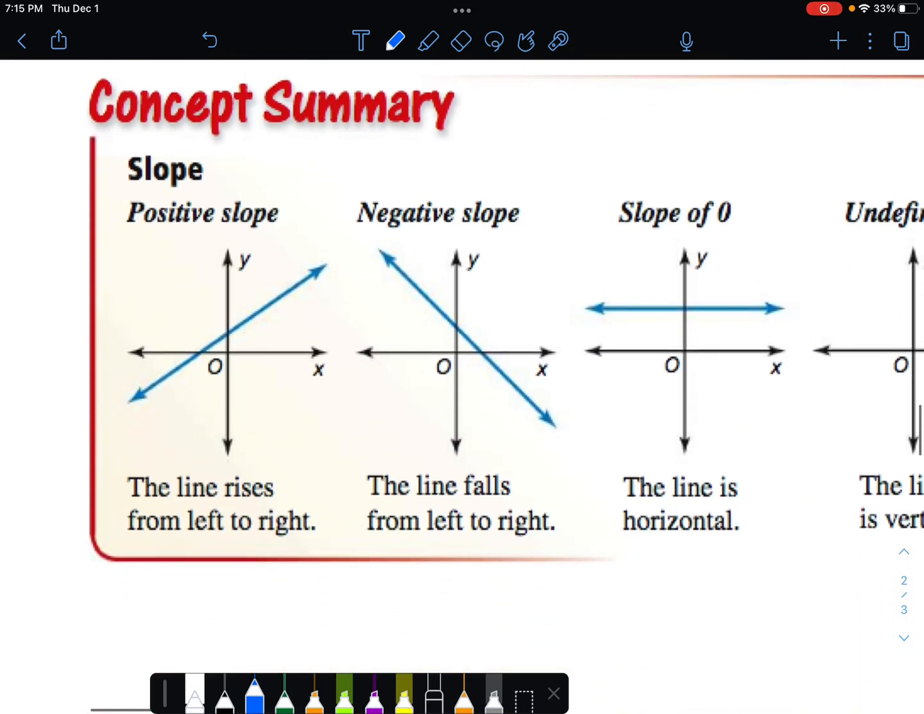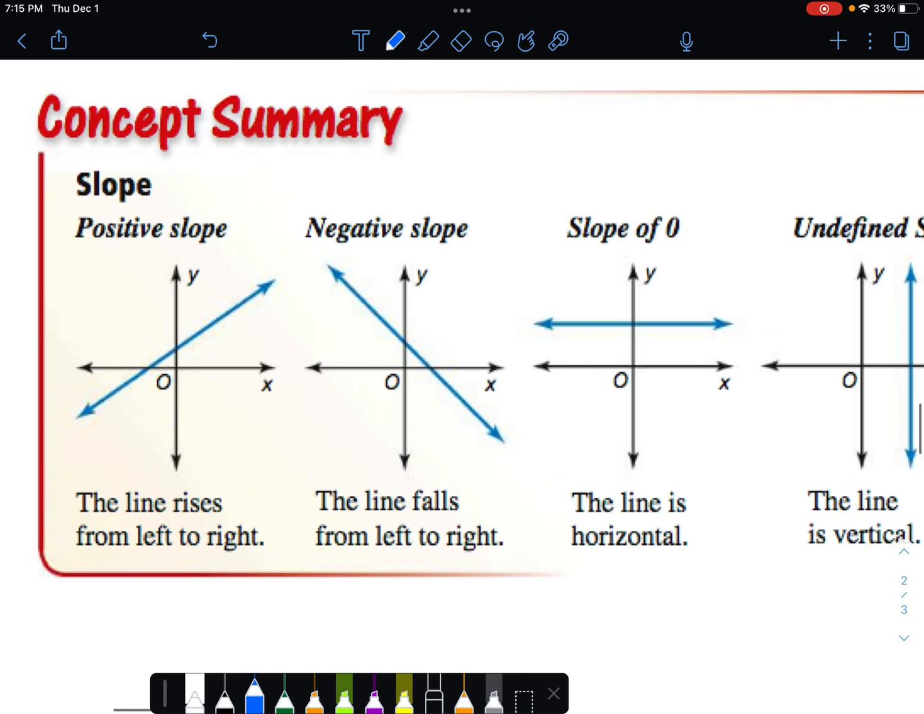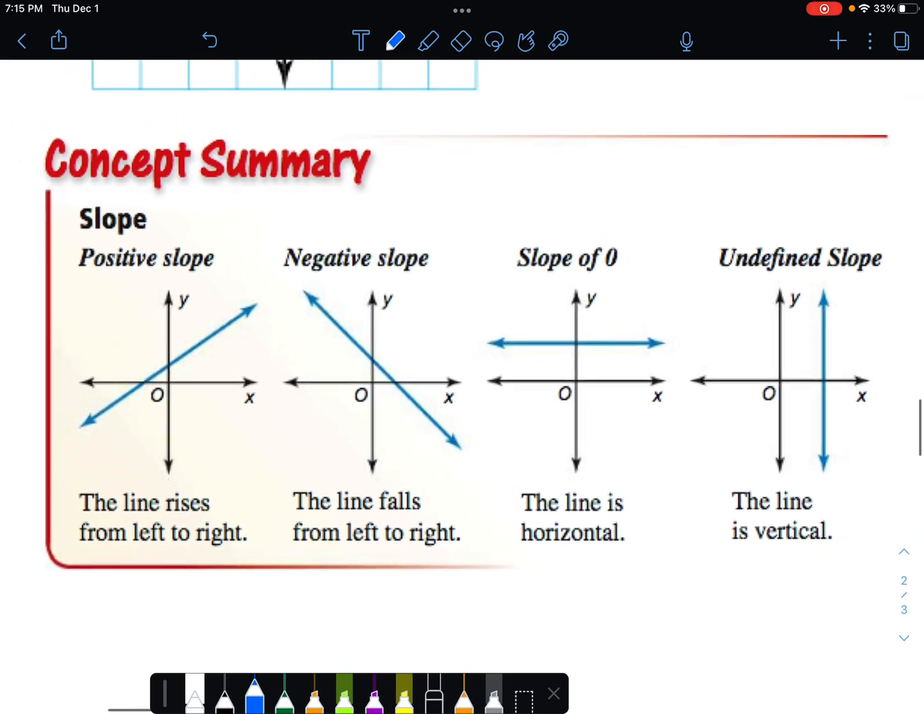All right, so a summary and some additional information: if it's a positive slope, the line rises from left to right. If it's a negative slope, the line falls from left to right. With a slope of 0, the line is horizontal. And it makes sense, right? Because we can't go up for y. There is no increase for y, so that rise is 0. So we end up with a slope of 0.